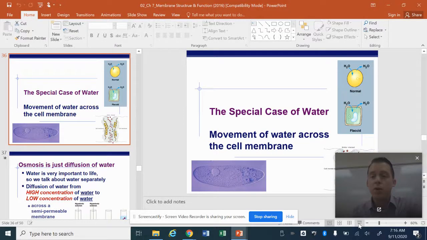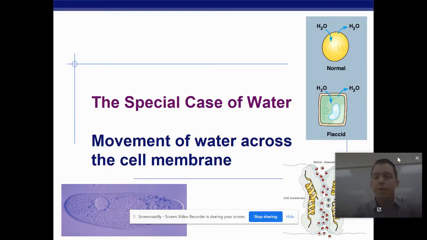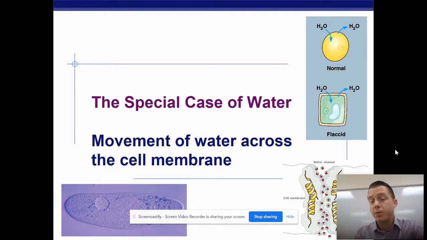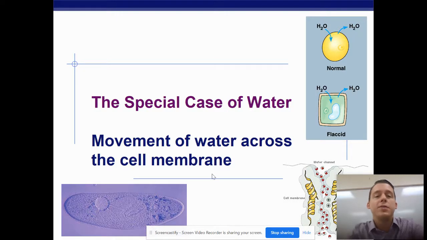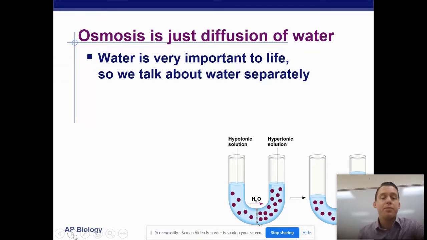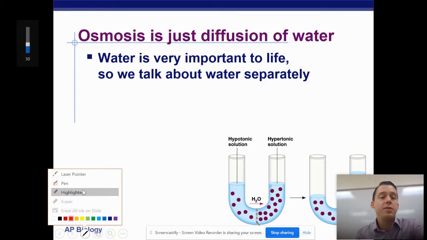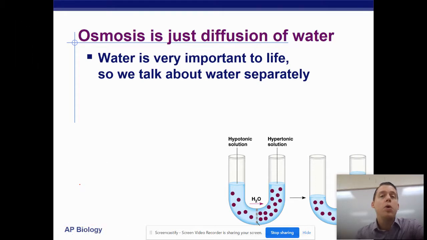Everybody. Today we are going to talk about a special type of diffusion called osmosis. If you look in your notes, it says a special case of water movement across the cell membrane. That is what we are talking about today. Osmosis is really just the diffusion of water. Water is very important to life, so we have a separate way of talking about water.